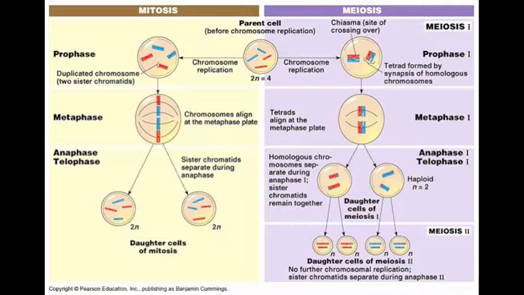Mitosis has one division while meiosis has two. Synapsis of homologous chromosomes does not occur in mitosis but does occur in meiosis. Mitosis has two diploid daughter cells genetically identical to the parent, while meiosis has four haploid cells genetically different from the parent and each other.